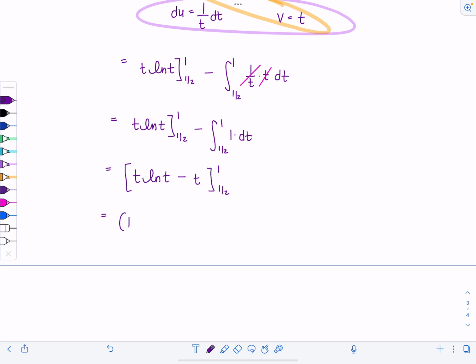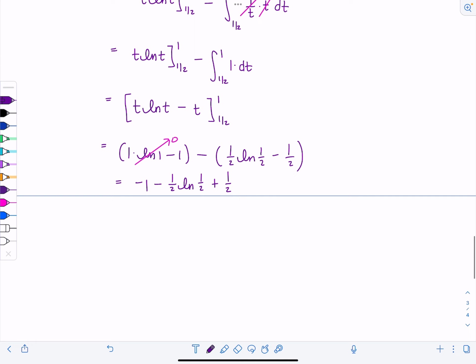And then let's see. 1 times ln of 1 minus 1, minus the lower limit, 1/2 ln of a half minus a half. Good. And then let's see. ln of 1 is 0, so that's gone. So I have here negative 1 minus 1/2 ln of 1/2, and then plus 1/2 when that minus distributes. These are like terms, are they not? Yes, they are, Professor V. Oh, good. So we have minus 1/2 ln of 1/2 minus 1/2.